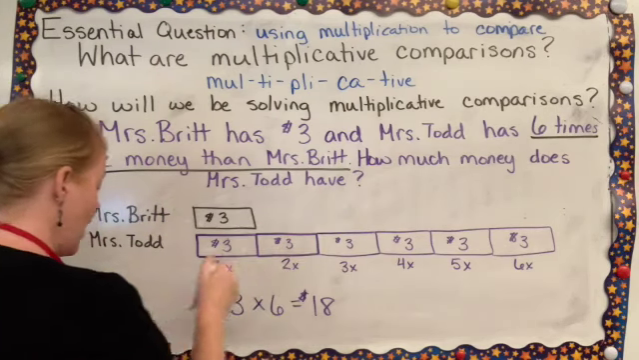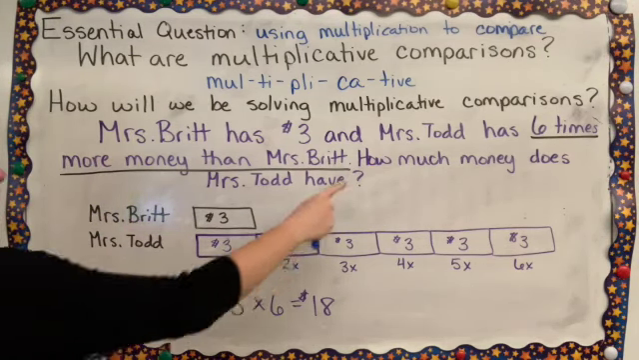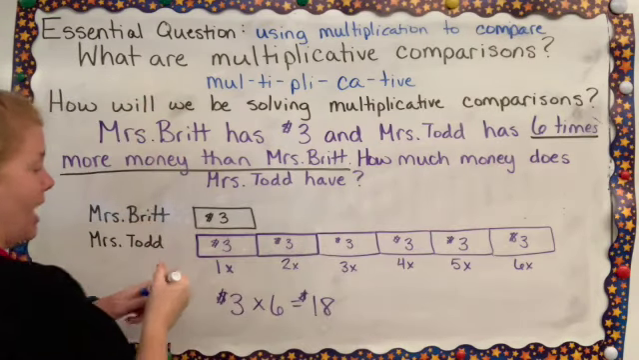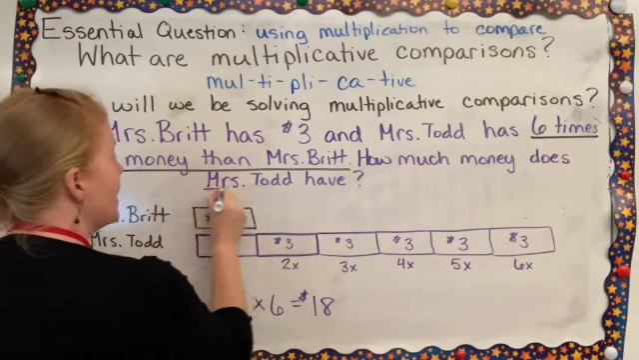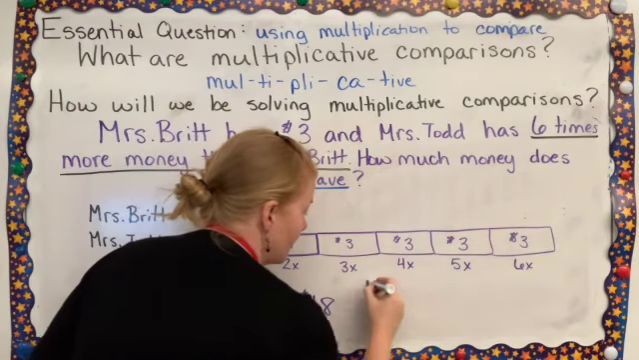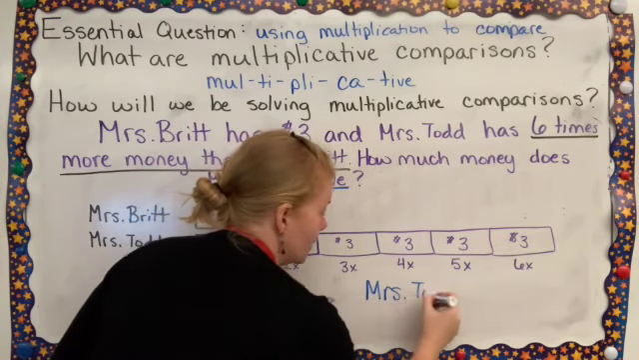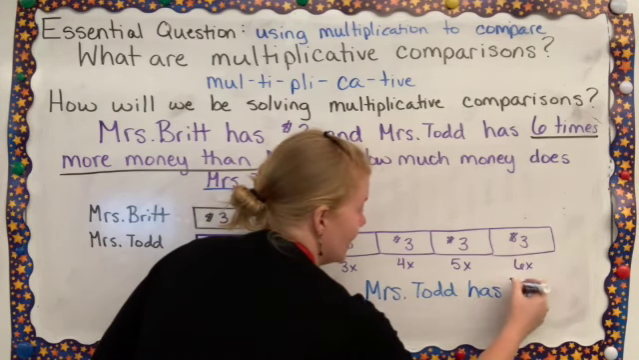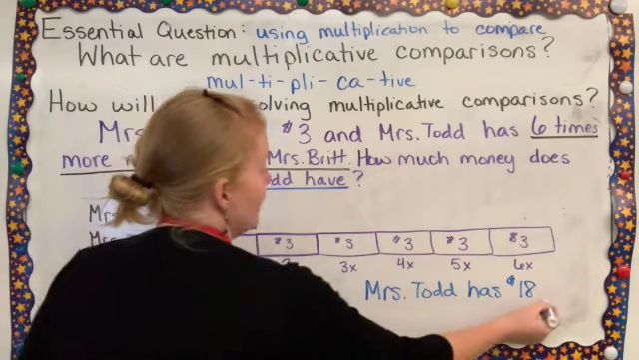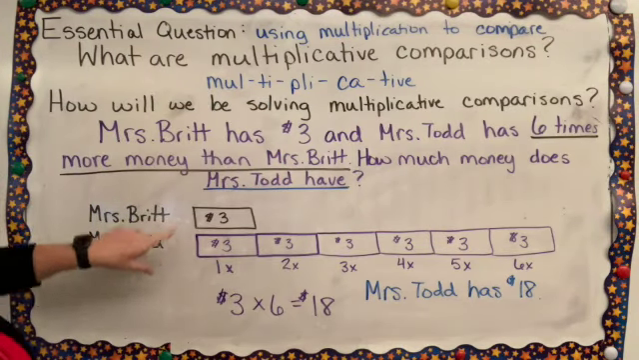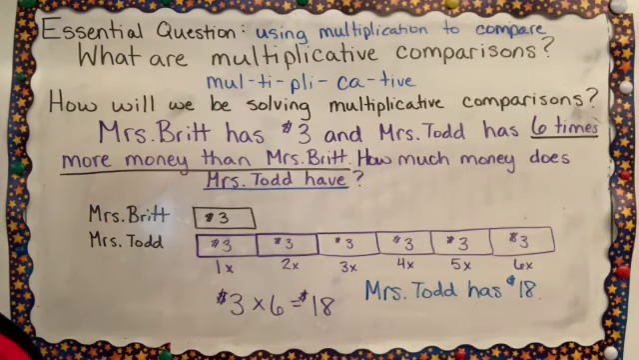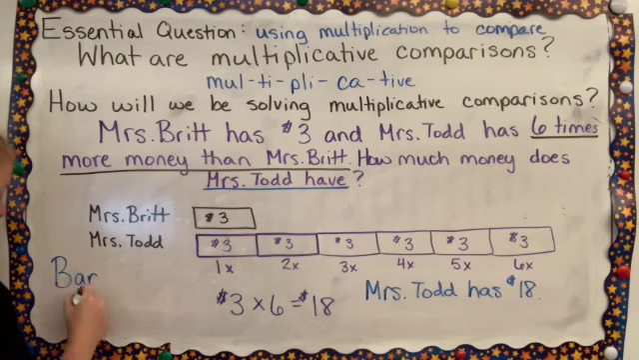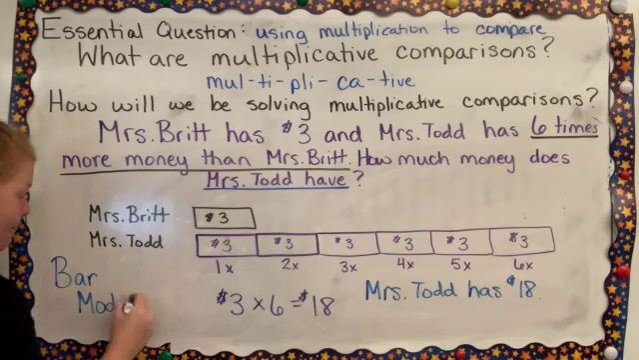So when I answer my question, I'm going to rephrase it. How much money does Miss Todd have? I'm going to say Miss Todd has $18. Now, this is one way we are going to be solving these types of equations. This is called a bar model. A bar model.